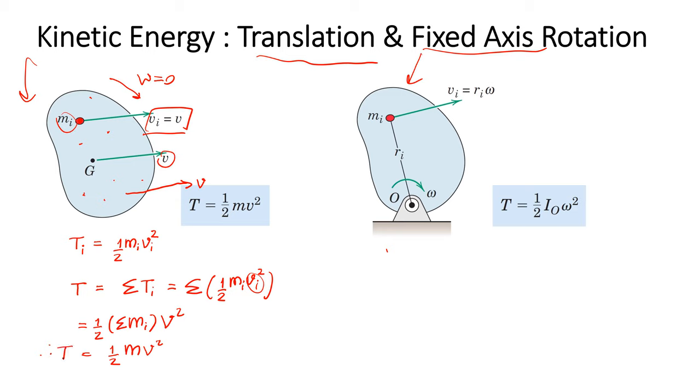So the kinetic energy of the rigid body without the effect of rotation can simply be written as 1/2 mv squared, the same as the one we use for a particle when we do not have the effect of the rotation here.